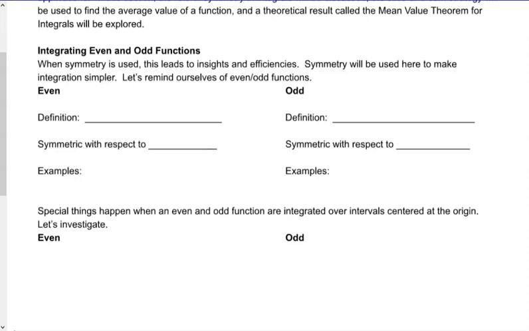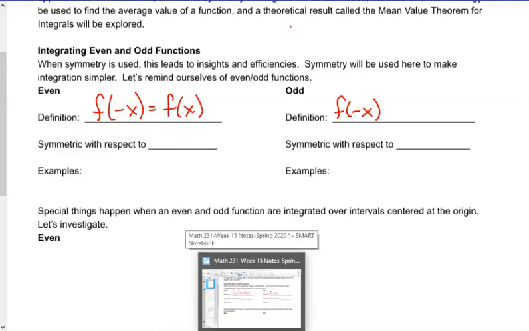Let's remind ourselves of even and odd functions. We are going to look at the definition of an even function. If you recall, each time what we have to do is plug negative x into our original function, and the result will be different whether it's an even function or an odd function. If I get the exact same original function after plugging negative x into that function, then I have an even function.